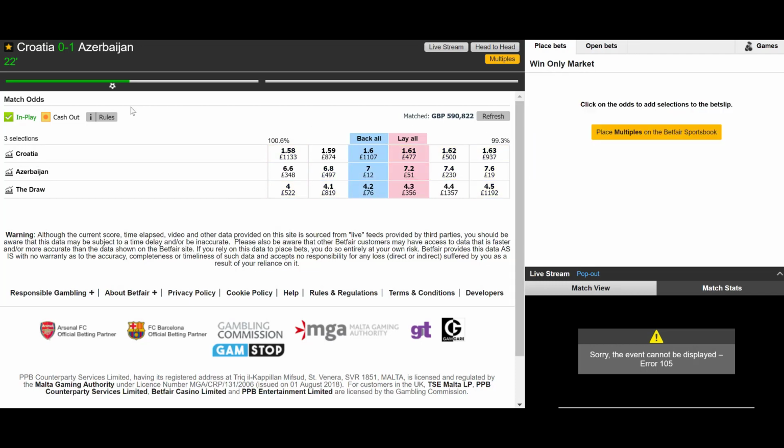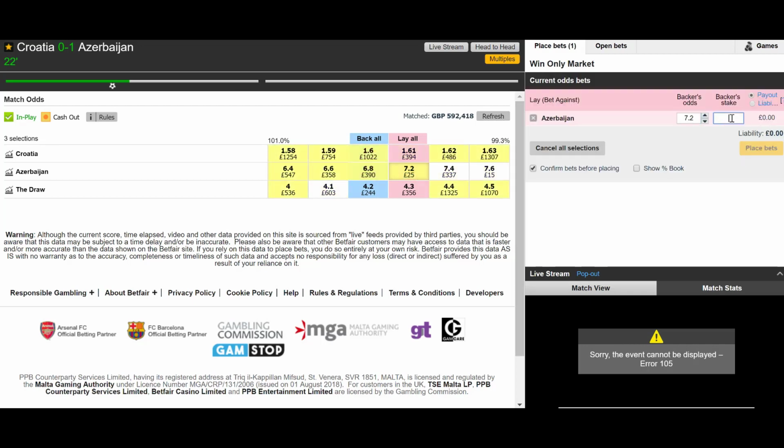They don't even think about the price. They just think, okay, Azerbaijan are leading, there's no way they're going to win this, let me lay Azerbaijan, without even thinking about the price. And then they end up getting into all sorts of bother. So I'm just going to leave that on the screen just to illustrate the type of risk. So if we wanted to get in the market right now to win £100, we'd be risking £620.